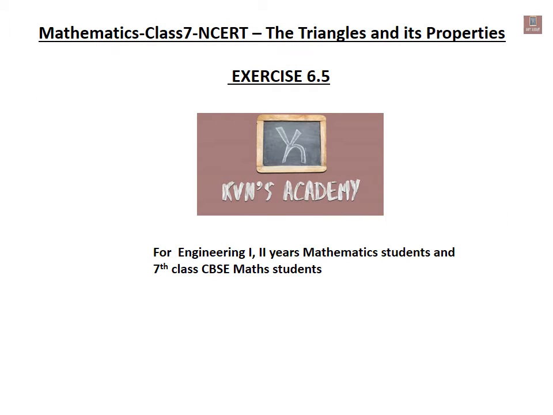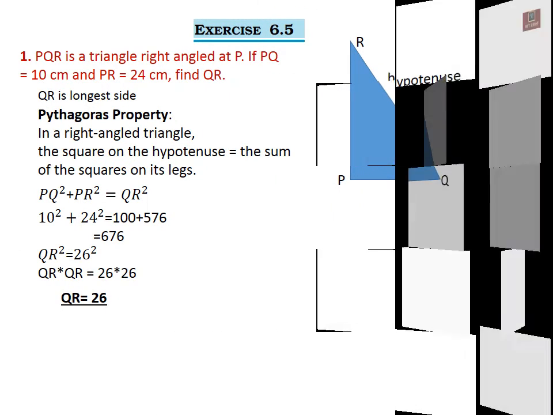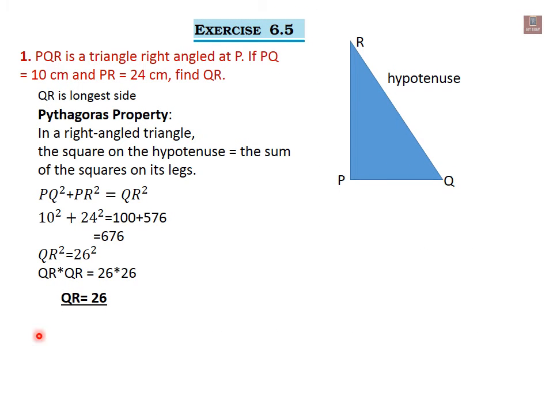Students, today we will start exercise 6.5. Let us go to first question. PQR is a right angle triangle at P. If PQ is equal to 10 centimeters, PR is equal to 24 centimeters, find QR.